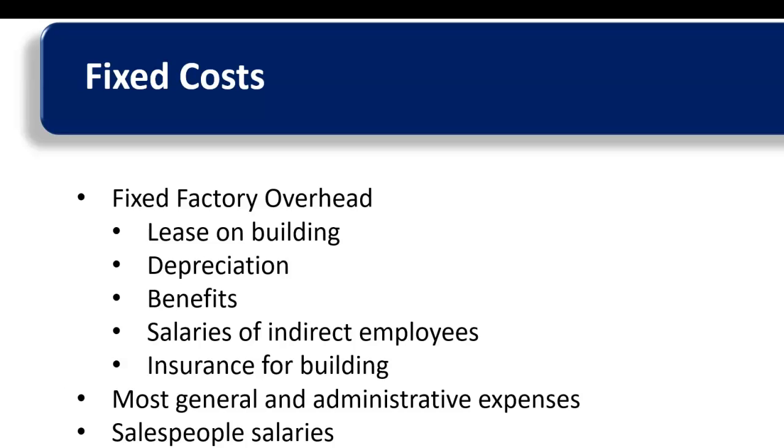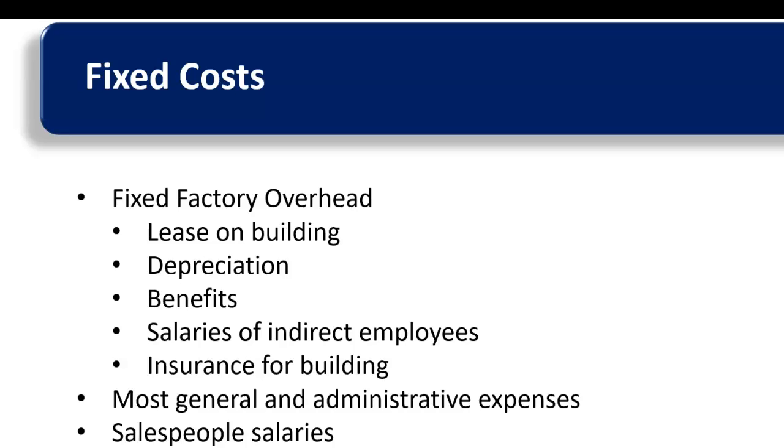Fixed cost examples include fixed factory overhead. So factory overhead has a variable component for some of the costs, and then other costs under factory overhead are fixed, meaning they don't increase with the volume that we produce. So that would be our lease on our building. As I mentioned earlier, if you pay $1,000 for a building, you're going to pay that $1,000 every month regardless of how many units you produce, regardless of how many chairs you sell, or regardless of how many pizzas you deliver. You're still going to pay that same fixed amount for your rent on the building.